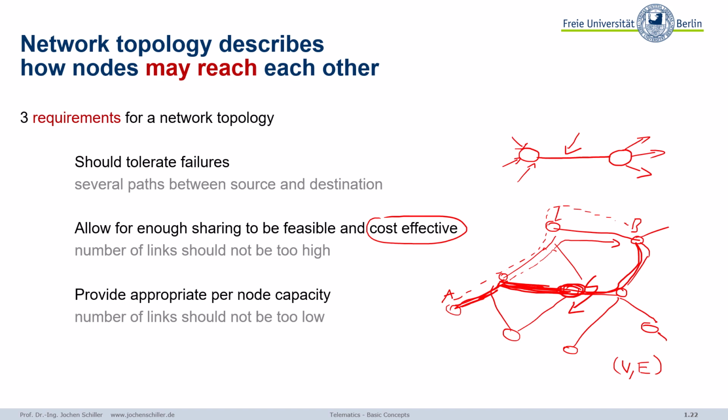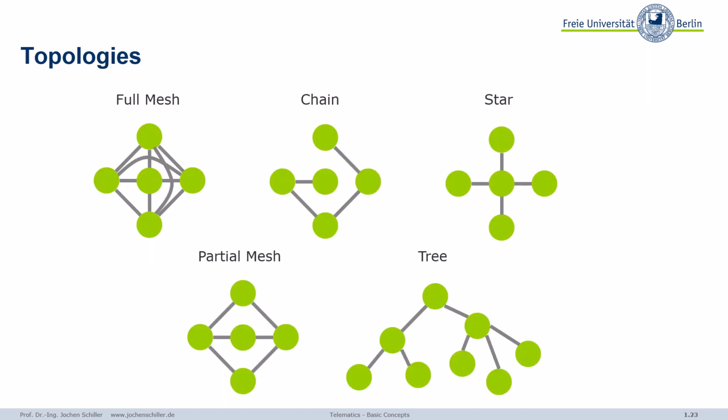Okay, you see, there's always a trade-off. But how do these topologies look like? And do they fulfill these requirements? Tolerate failures? Can we share them? What is the load? Well, just to give you some impressions of typical topologies.